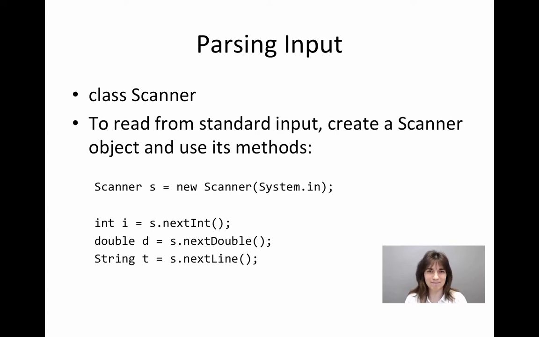Now that we have the Scanner object and the variable that is referencing it, how can we use it? If we want to read an integer from the input stream, we're going to use the method of the Scanner class called nextInt. And the way that we use a method of the Scanner class is through the variable that is referencing this Scanner object. So we will say s.nextInt.